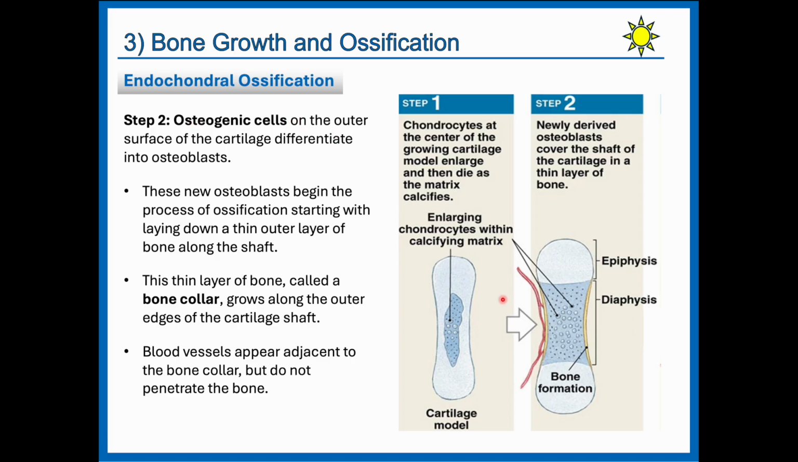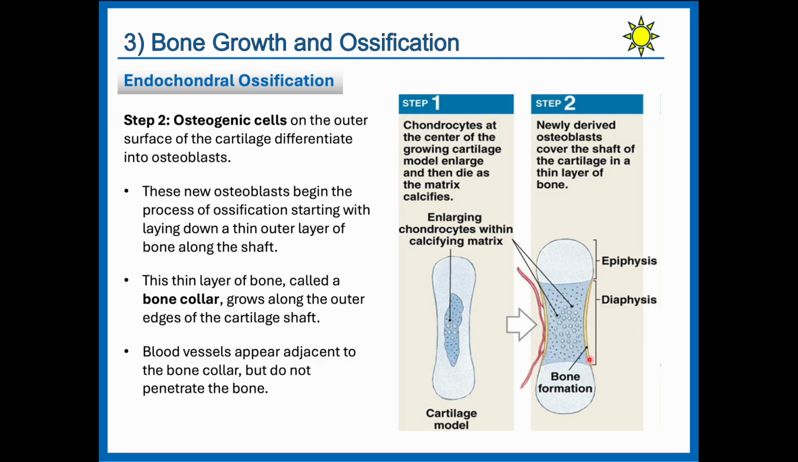osteogenic cells on the outer surface of the cartilage differentiate into osteoblasts. So over here on the outside, you're going to have some of these osteoblasts that grow on the outside and start forming bone, because osteoblasts grow on this outer part, and they begin the process of ossification here. These osteoblasts start to make some bone. So they start laying out a thin outer layer in the bone shaft.